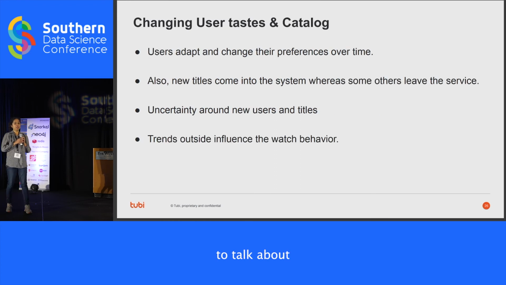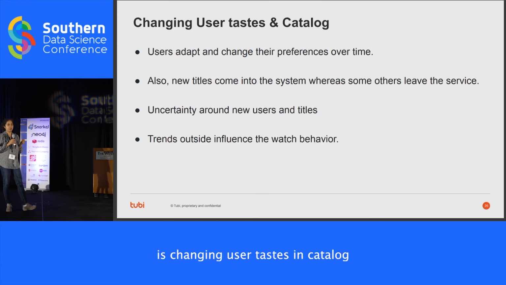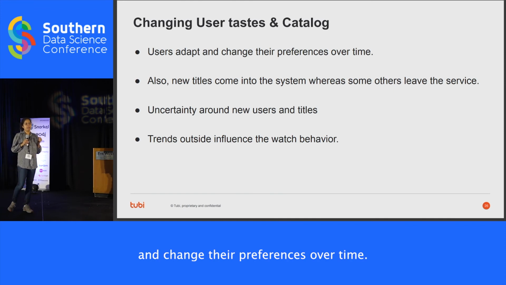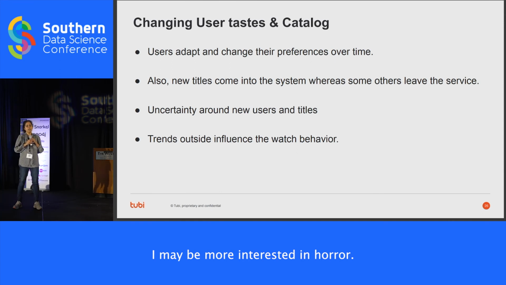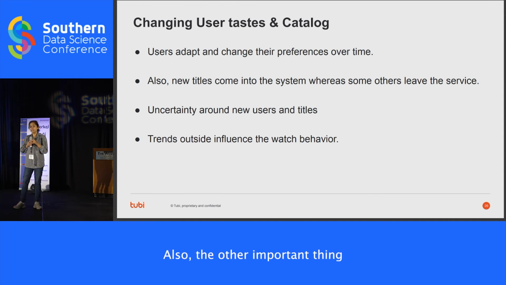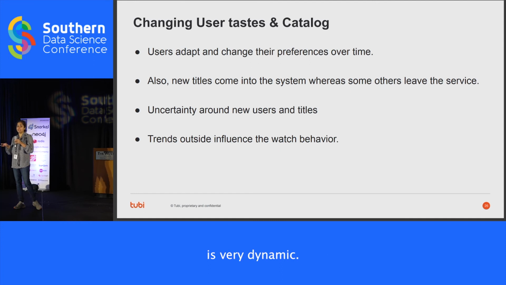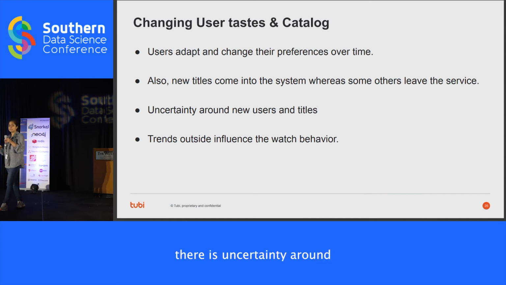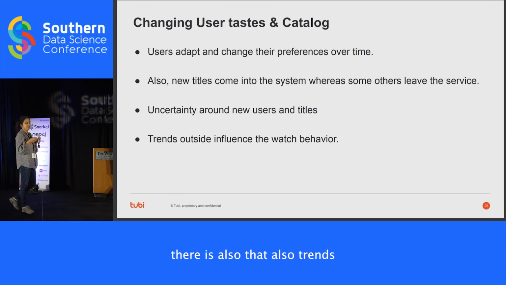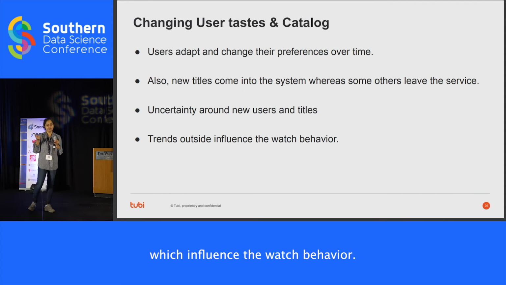So another thing I want to talk about is changing user taste and catalog. The users themselves could adapt and change their preferences over time. I may like comedy last month, but this month I may be more interested in horror. Also, the other important thing is that the catalog itself is very dynamic. It's changing because some titles come into the service, some titles leave the service, and of course there is uncertainty around new users and titles. Apart from this, there are also trends which influence the watch behavior.